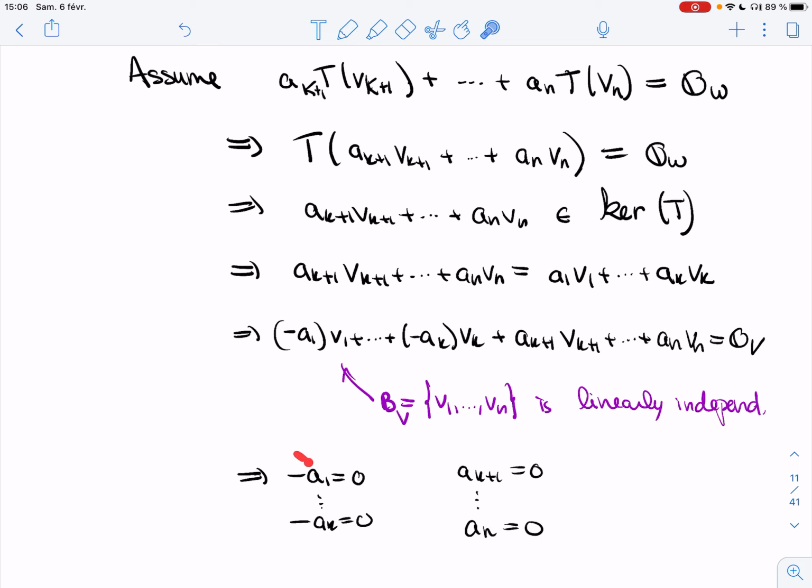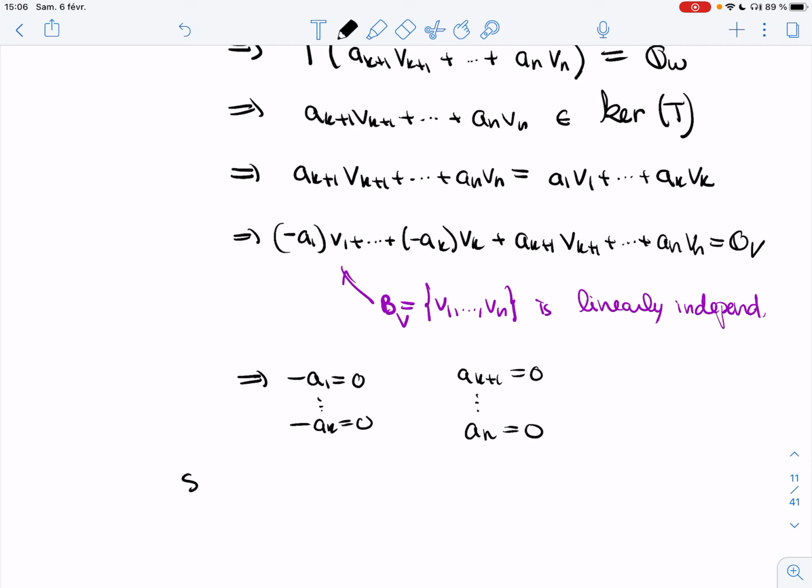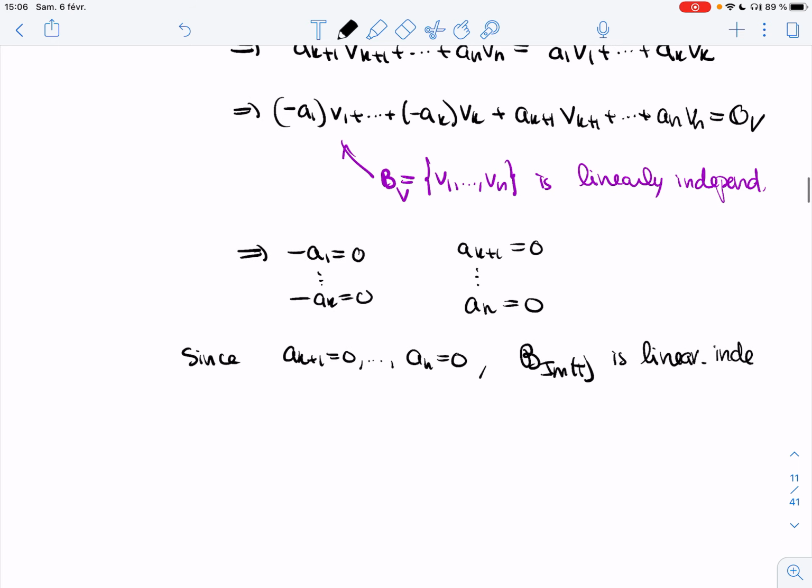All right, so we don't care about these, but we care about those. Those were the coefficients that we started with in our linear combination. And so since a(k+1) equals 0 through an equals 0, we just proved that the image of the basis that we have for the image of T is linearly independent. Whew.